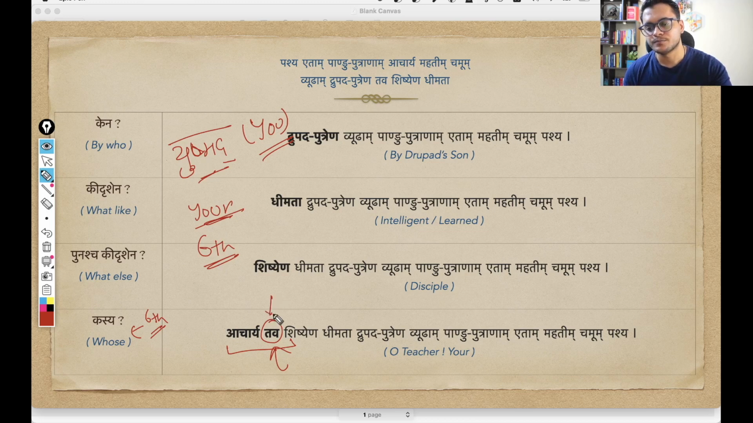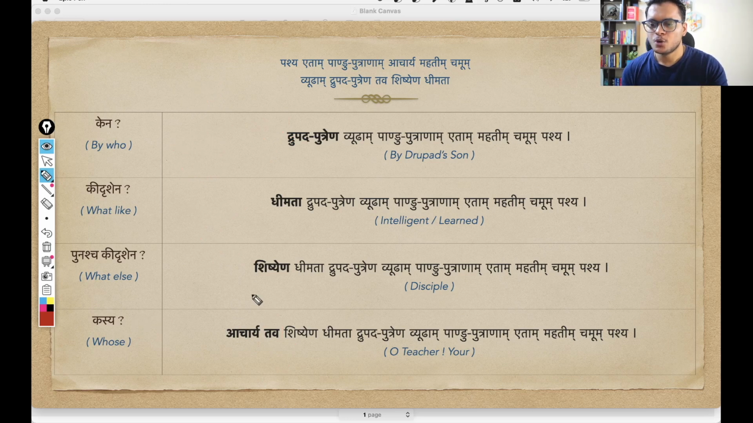and this is Tav. You remember that shloka, right? Tvameva mata cha pita tvameva... So whenever I want to say mine, of my, I use Mama. And when I want to say your, I use Tav. So whose disciple? Whose disciple? That was the question, and the response was your.